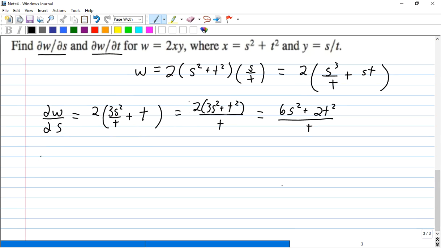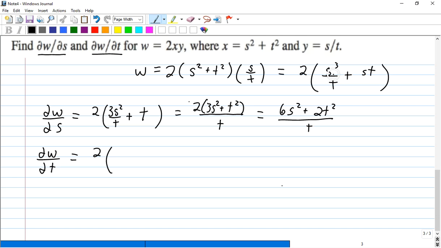All right, now let's find the partial derivative of w with respect to t. I'm going to go back to where I've already plugged in for w, and I'm going to take the derivative of this term up here where I plugged in, now with respect to t. So the 2 is a constant.